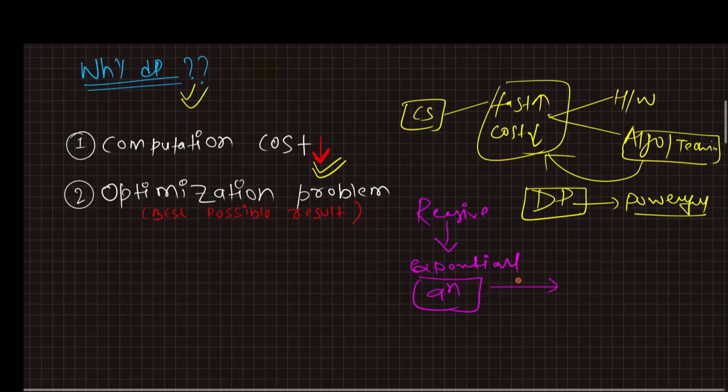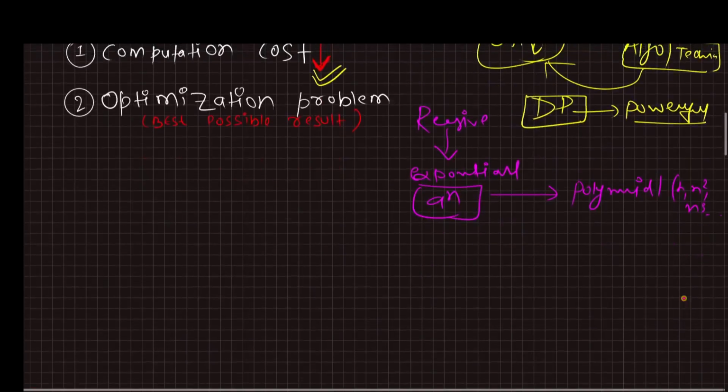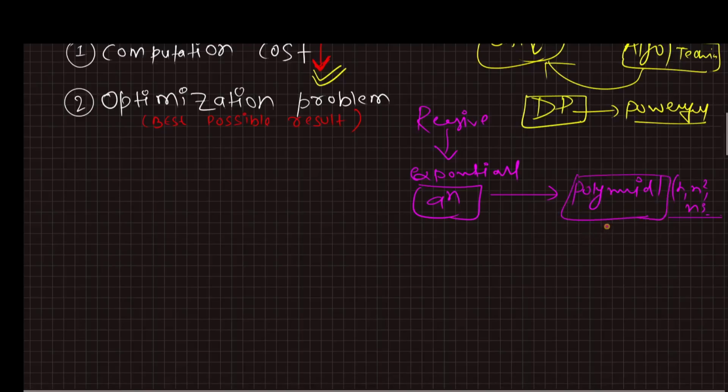So this can be reduced to polynomial time. By polynomial I mean n square, n cube, and so on. But most of the time we will deal with these three. So how do we achieve this polynomial time? There are two techniques. One is greedy and second is dynamic programming. You might have heard about greedy.